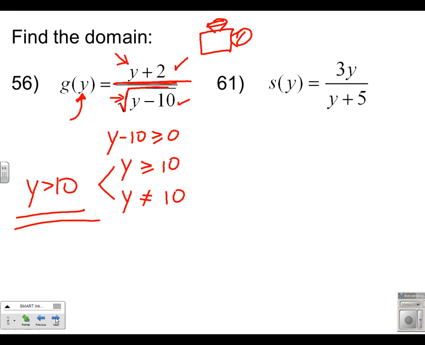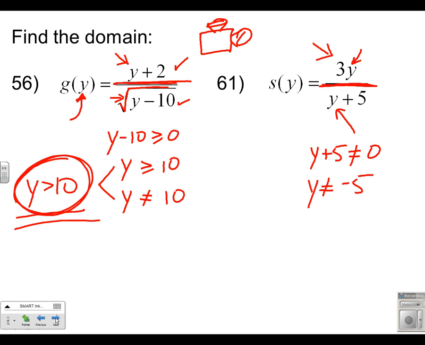Okay, likewise, I just go step by step. Can I multiply 3 by any number I want? Sure. Can I add 5 to any number I want? Sure. Can I divide by any number I want? Yes, the numerator can be any number, but the denominator, in this case y plus 5, cannot be 0. Therefore, y cannot be negative 5. So here's a case on the left where we state our domain by what is allowable, and on the right, we state our domain by mentioning what we cannot put into the factory.